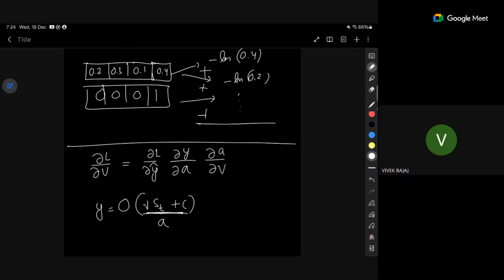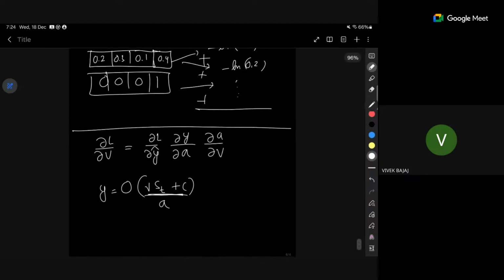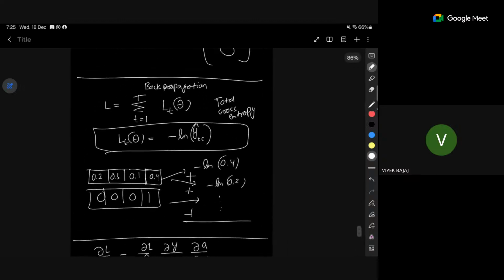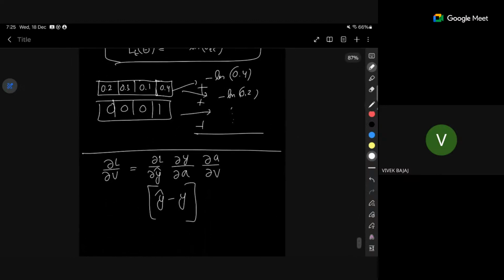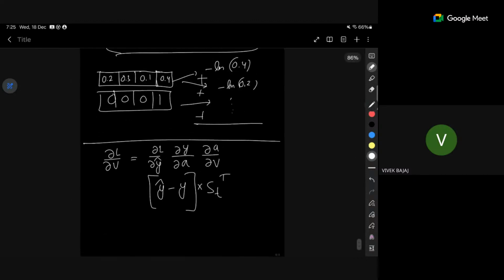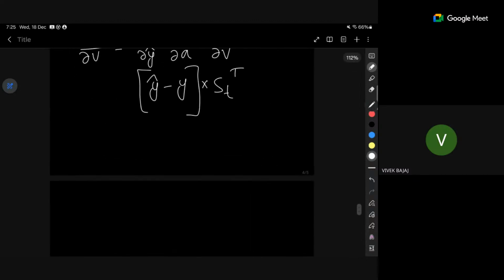You don't need to go back in time step 1 for this, but for u and w you have to go back in time steps. We'll see that. Okay, so this thing, we know this part, that this is y hat minus y, and this thing also we know: whatever is with the v, in this case it was st, maybe transpose of that. So this is a basic multiplication which we did in back propagation. Okay, so this is what you will get.